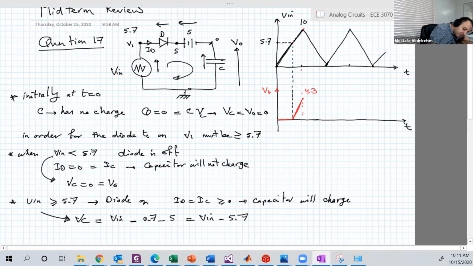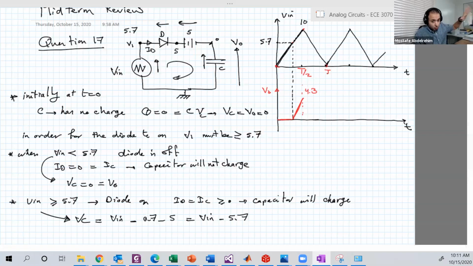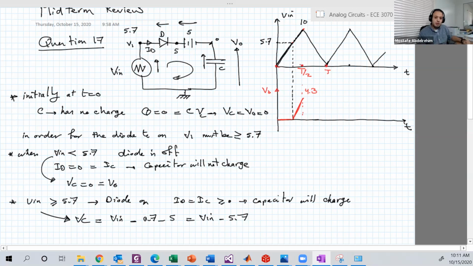Now, after this point, which is T over 2, because the period here is from this point to this point, let's call it T. What happens after T over 2? Exactly like what happened with the sine wave. After this point, the input is decreasing, so the capacitor wants to discharge. For the capacitor to discharge, it should do so in the opposite way. When the capacitor was charging, the current was flowing in that way.